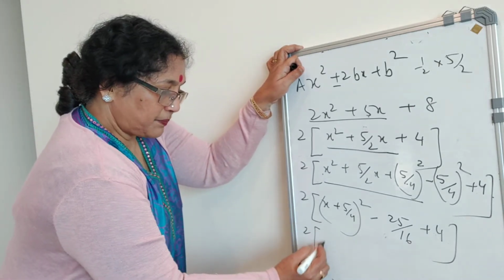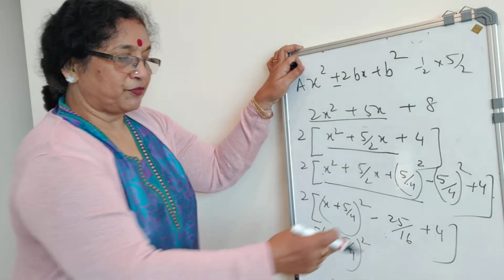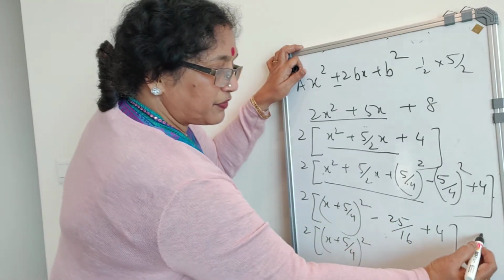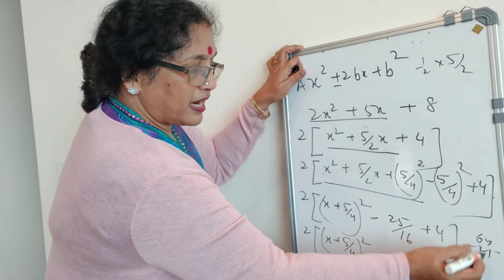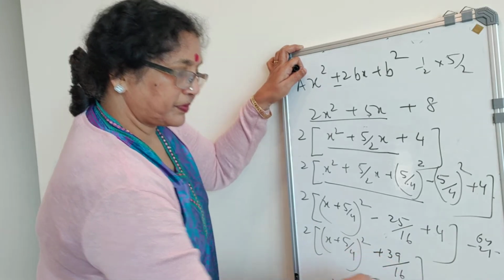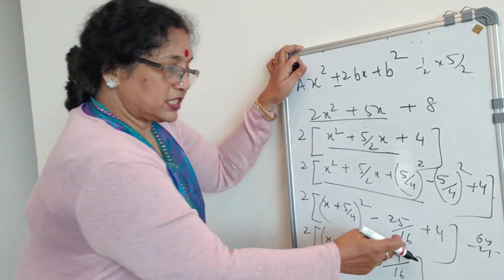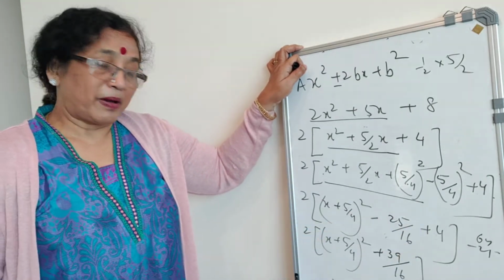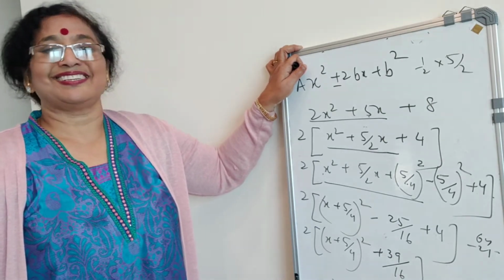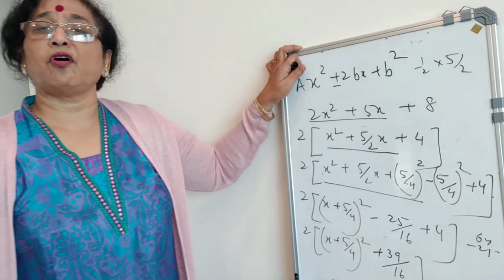So then this becomes (x + 5/4) whole square. And then you have minus 25 by 16. That is 64 minus 25, that gives you 39. So positive 39 by 16. If it's minus 4, then you get a negative number, right? So 16 fours are 64 minus 25, that becomes 39 by 16, right? And this doesn't matter whether it's minus or plus.